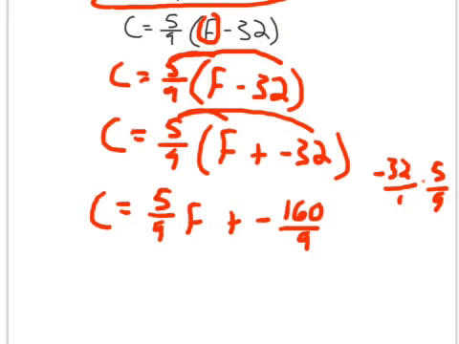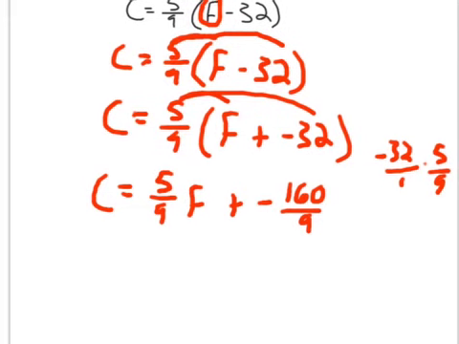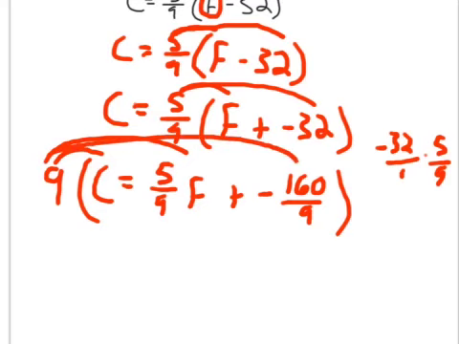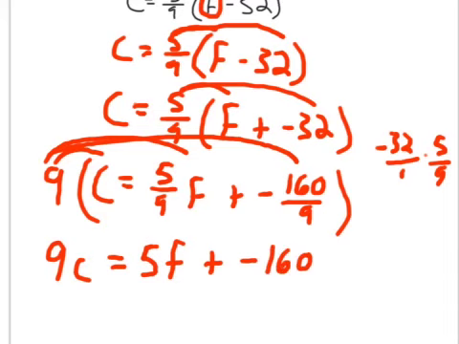Okay, now we can do that trick that we've learned before where we multiply the whole thing by a common denominator. So I'm going to go ahead and take this whole equation and multiply it by 9. So remember, this distributes: 9 times c, 9 times 5 ninths f, and 9 times negative 160 over 9. 9 times c is 9c. 9 times 5 ninths f gets rid of the bottom part. And we can multiply and get rid of the bottom there too. So now I've got this.